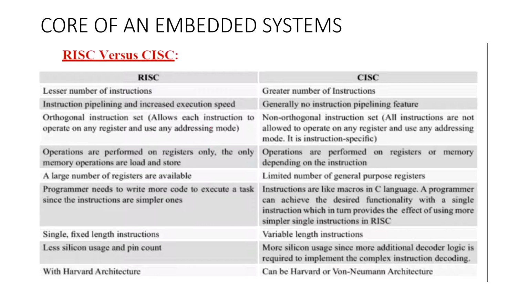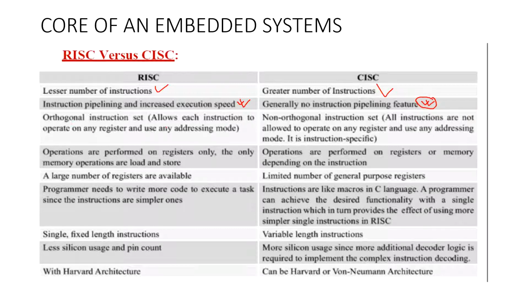The next one is RISC versus CISC. RISC has a smaller number of instructions, whereas there is a greater number of instructions in CISC. RISC has instruction pipelining and increased execution speed. Whereas in CISC there is no instruction pipelining feature, which is the greatest disadvantage of CISC. There is no pipelining option, right?